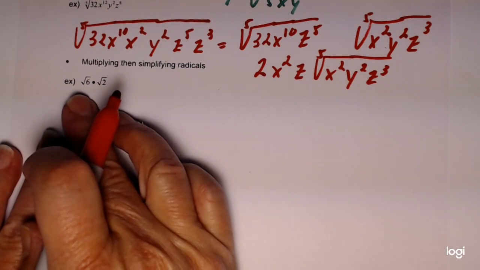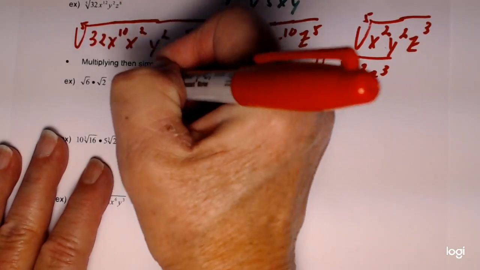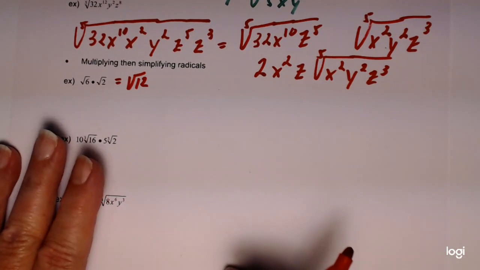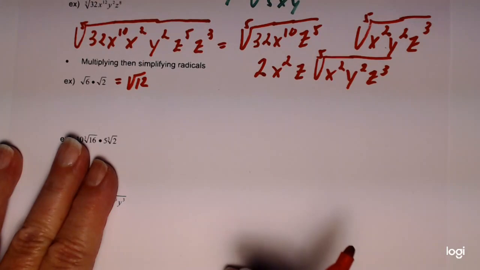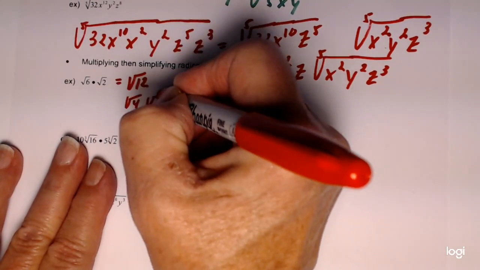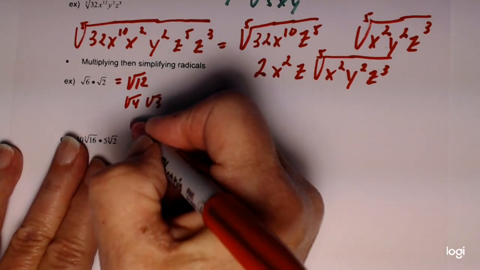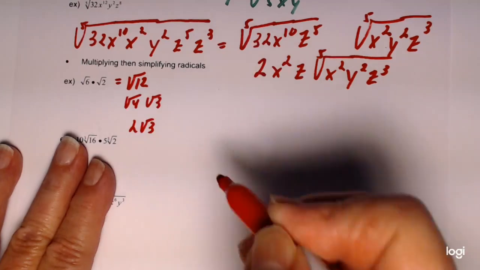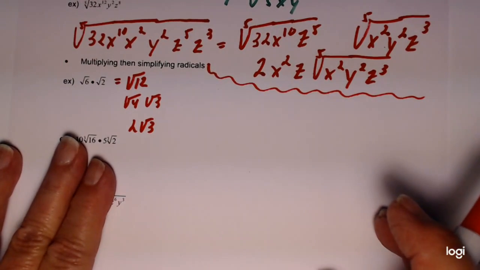So here, square root 6 times square root 2 is equal to the square root 12. Now we have to think about simplifying 12. So factors of 12 would be 4 and 3, 4 being a perfect square. Square root of 4 is 2, so 2 square root 3. And that would be our answer.